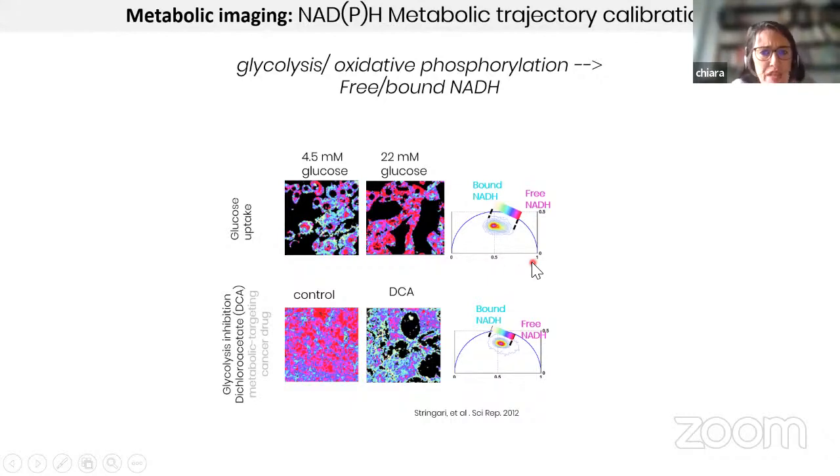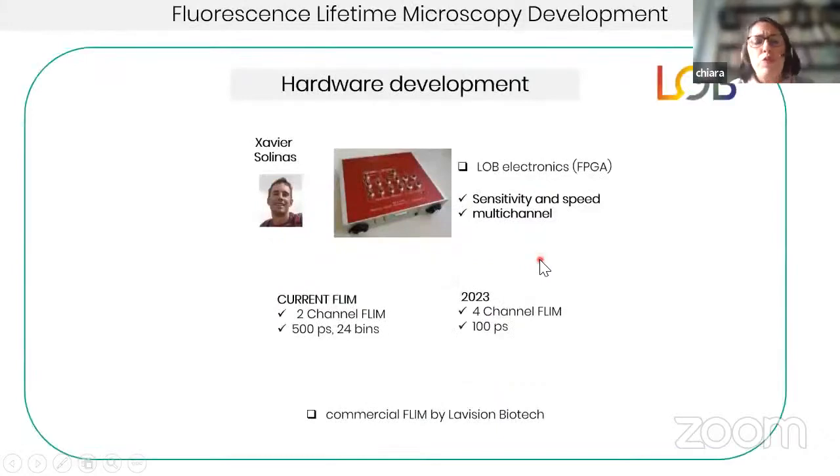So after this brief introduction, I want to talk about what we're doing at the Laboratory for Optics and Biosciences. We are performing some hardware development, in particular with Xavier Solinas. We developed a custom-made, lab-made electronics based on FPGA to perform FLIM, and then we can adapt this for the sensitivity and speed and the number of channels. The current version has 2 channels and a temporal gate of 500 picoseconds, but we are working on improvement both on channels and the temporal resolution.